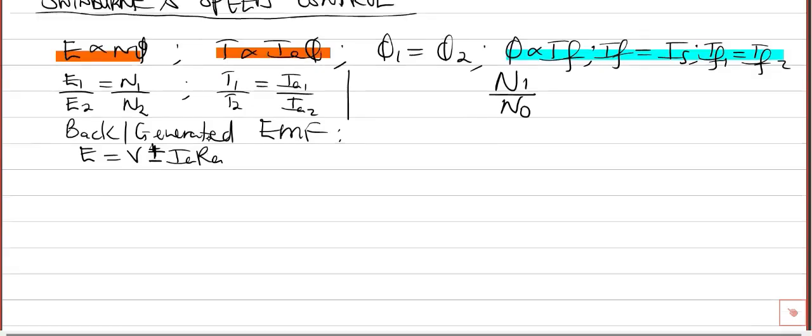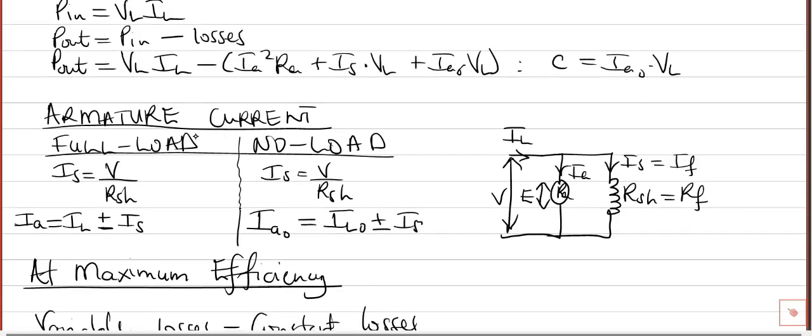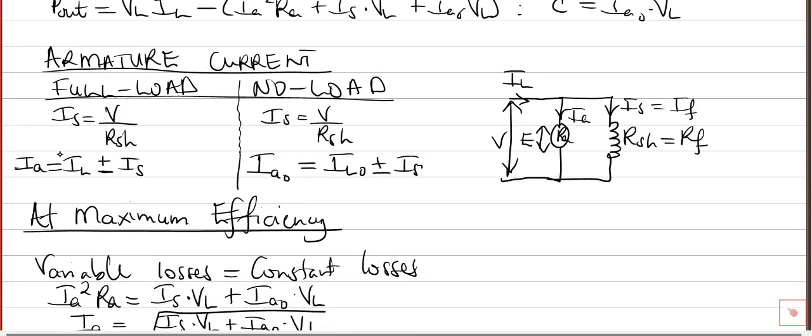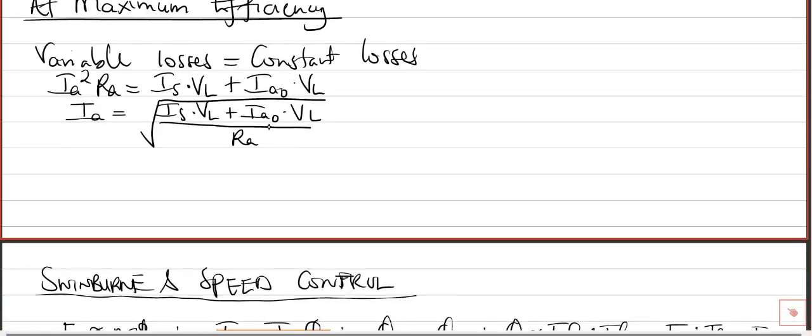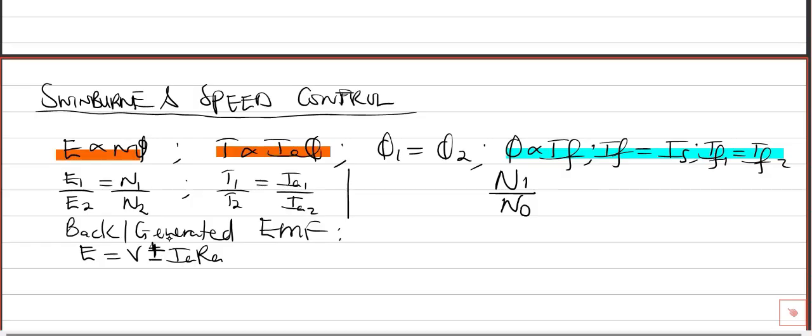Principles related to armature current, we've already covered them at the top. We said in a full load, you would use this equation here, IL plus or minus I shunt. The plus sign, we need to be aware, refers to a generator. The negative sign refers to a motor. For both sides, whether it's full load or no load, same principle under the formula for back or generated EMF. The plus sign refers to a generator. The negative sign refers to a motor.